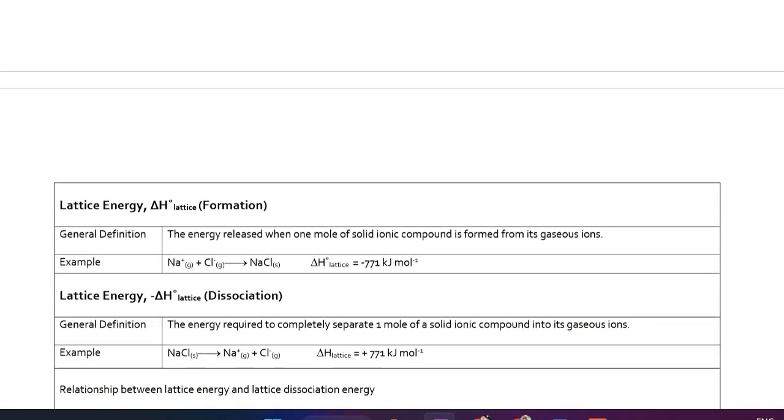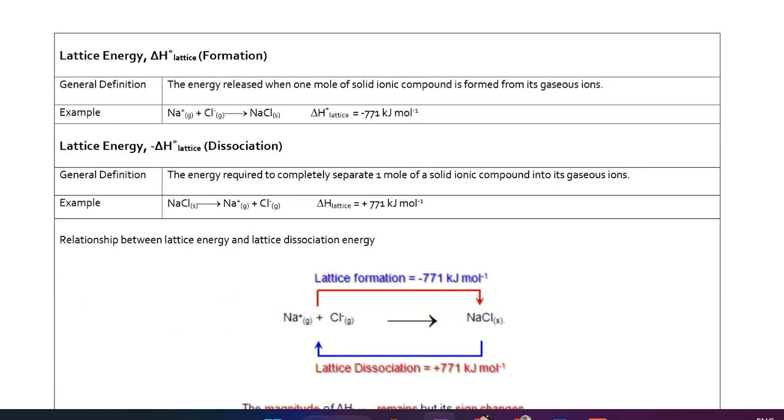Before we look at the process, we need to learn about lattice energy. We have two different versions of lattice energy. The first one is formation. The second one is dissociation. For formation, lattice energy formation is the energy released when 1 mole of solid ionic compound is formed from its gaseous ions.